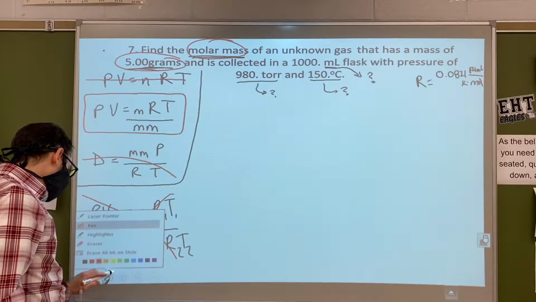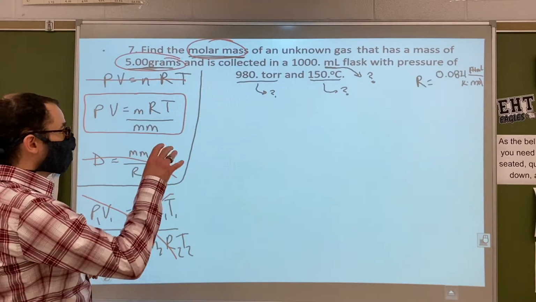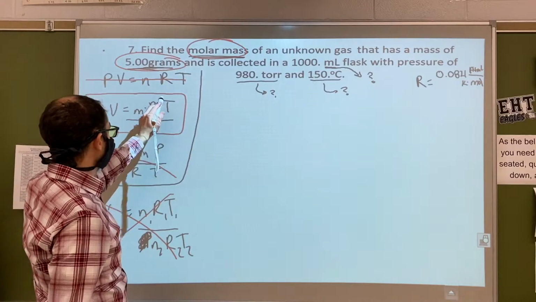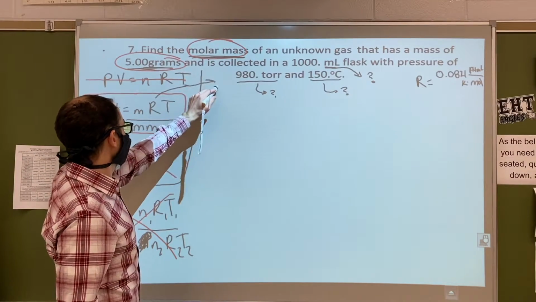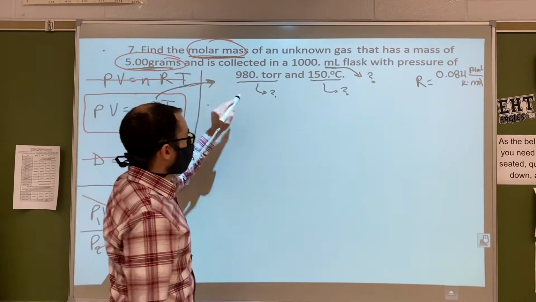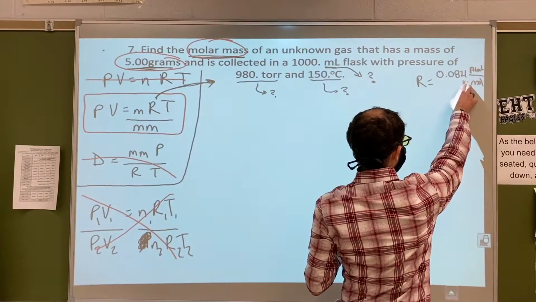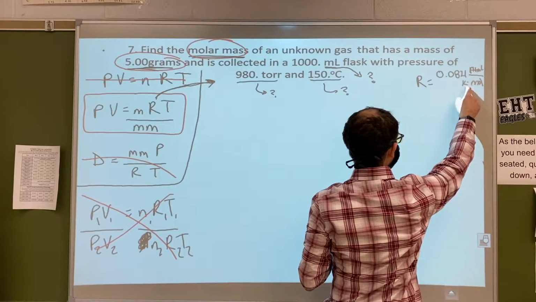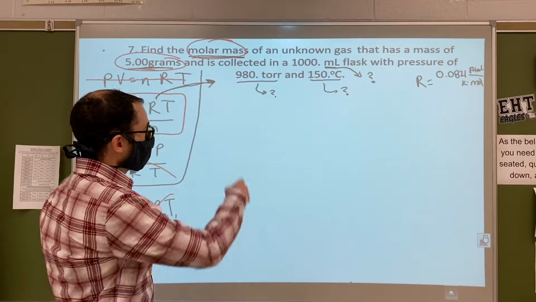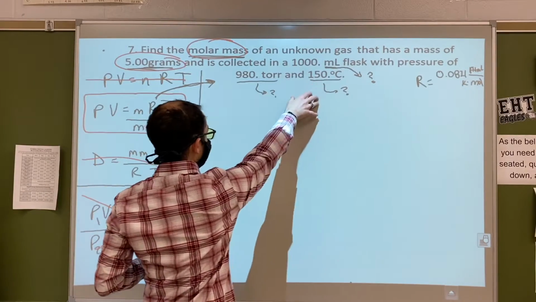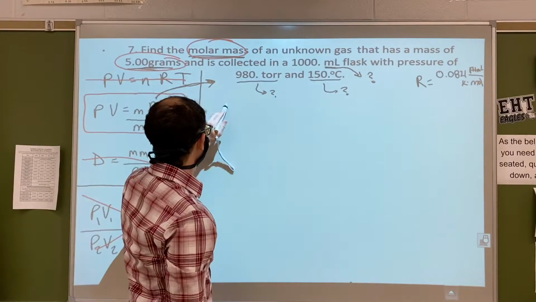Okay, so now we know what equation we're going to use. We need to make sure that everything works with R, because this equation has R, so all the units have to work with R. So we need ATM, liters, Kelvin, and mole. So if you take a look here, we have none of that. So let's convert them all.